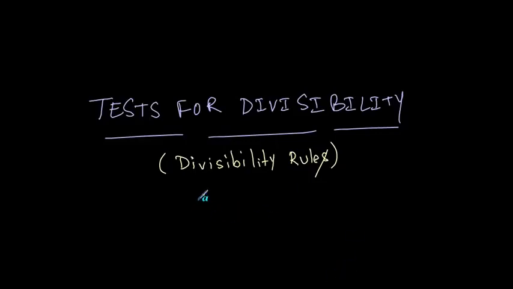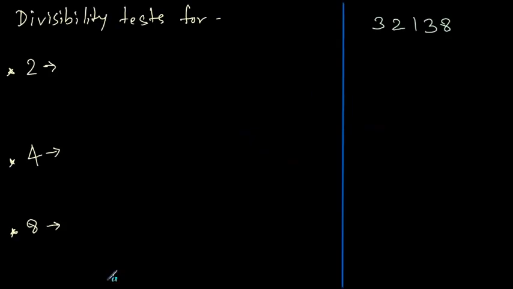In this video, we'll be looking at tests for divisibility, which are divisibility rules or conditions that enable us to determine whether a given number is divisible by some common numbers such as 2, 3, 4, 5, etc. So it's quite interesting. Let's go ahead and check out what these divisibility tests are. I've clubbed these numbers together because the conditions are quite similar. So let's start off with 2.